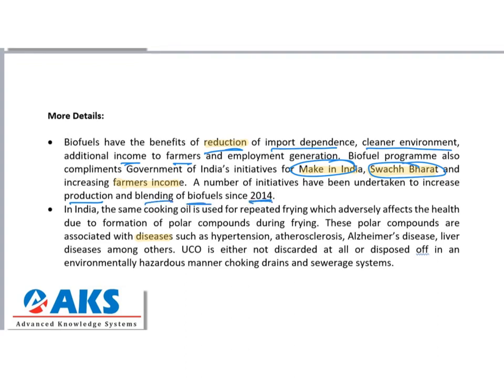A number of initiatives have been undertaken to increase the production and blending of biofuels since the year 2014. In India, the same cooking oil is used for repeated frying, which adversely affects the health of the people due to formation of polar compounds during frying. These polar compounds are associated with diseases such as hypertension, Alzheimer's disease, and liver diseases, among others. Also, this used cooking oil is either not discarded at all or disposed of in an environmentally hazardous manner, thus choking drains and the sewerage systems. So, that is about the harmful impacts of the used cooking oil.